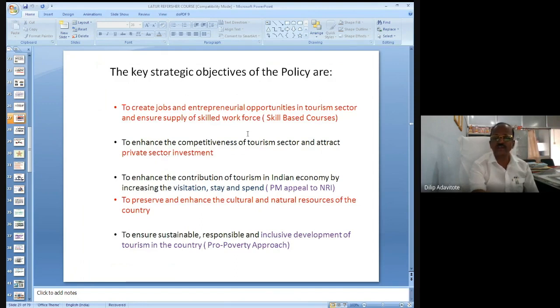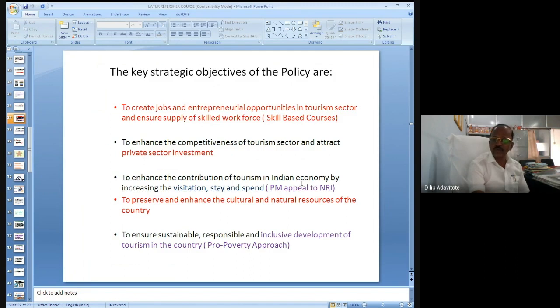are very clear. It is a skilled workforce we require, and therefore, as we know, in our curricula, to final year students we are teaching various skill-based courses. Travel tourism is one of the skill-based courses we are teaching our graduate students. This is from this policy matter. Then we are giving opportunity to private sector investment, and also the PM appeals to our NRIs, non-resident Indians.